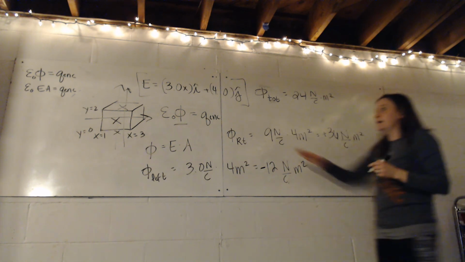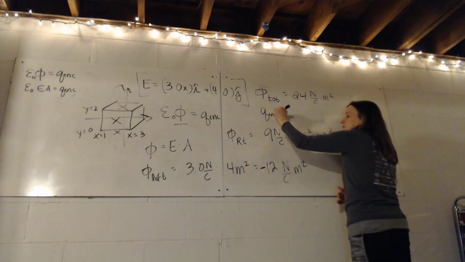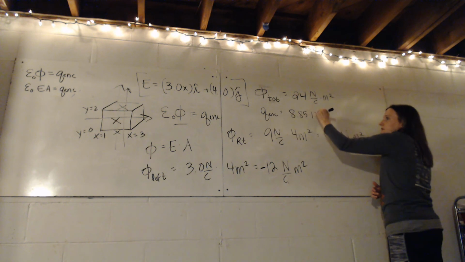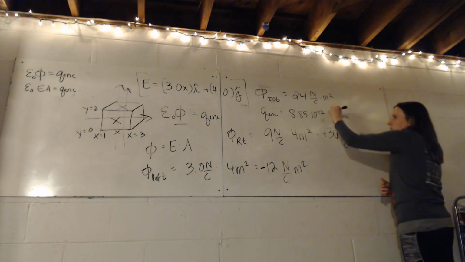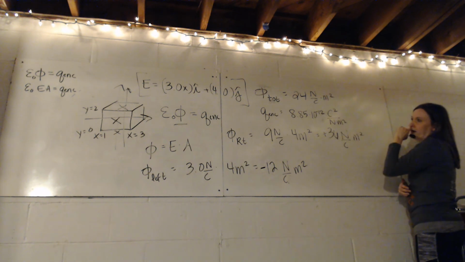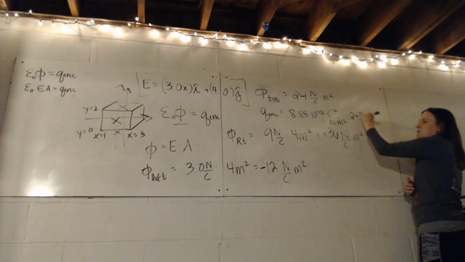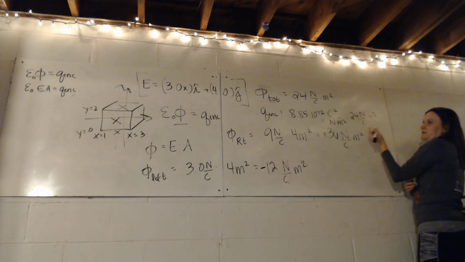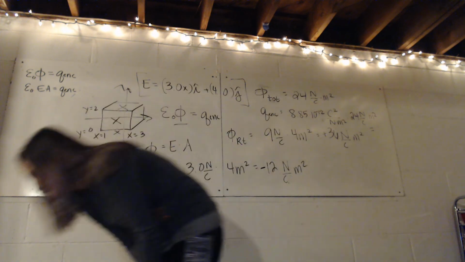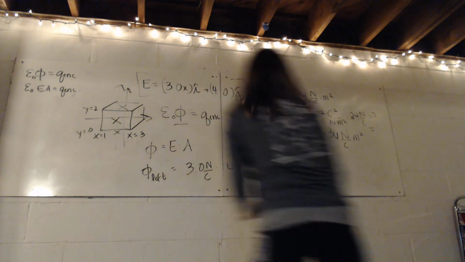Knowing that, I can find the charge enclosed in the cube. Charge enclosed in the cube is equal to epsilon naught, 8.85 times 10 to the negative 12. The unit is coulombs squared divided by newtons times meters squared. Times the flux, which is 24 newtons per coulomb times meters squared. This works out to give you a charge in coulombs. I'm going to just pop over to the book and see because I didn't bring my calculator down. This gives me about 2.1.